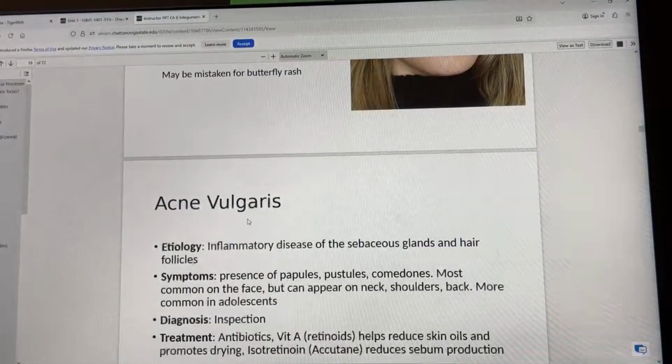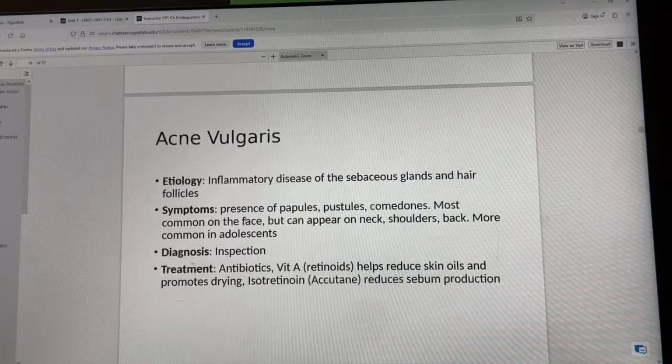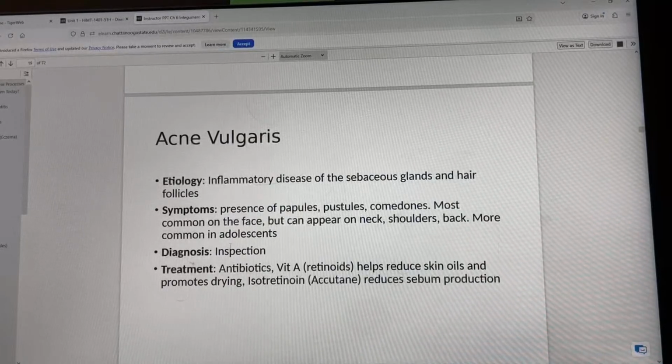Speaking of acne vulgaris, this is probably the most commonly known skin condition known to man. Popping pimples since we were like 13 years old.